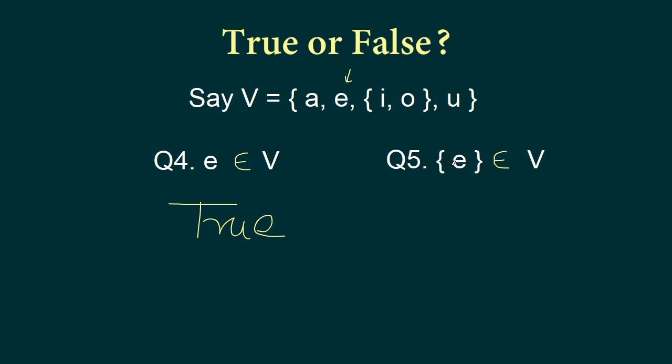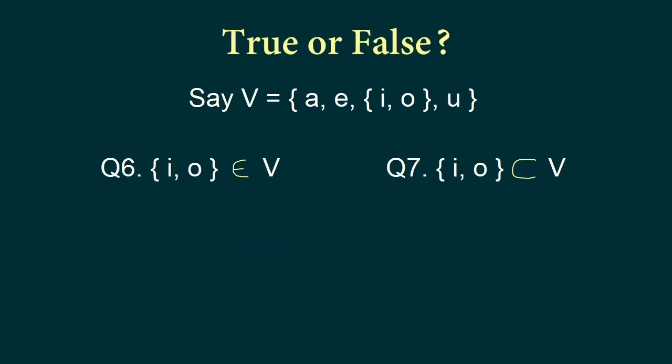Now here we have a question that says a set containing letter E. Does this belong to the set V? V contains only one set inside, which is this. There is no set containing E inside of V. So we say this is false. It is very important to understand this distinction. Let's take a look at more examples.